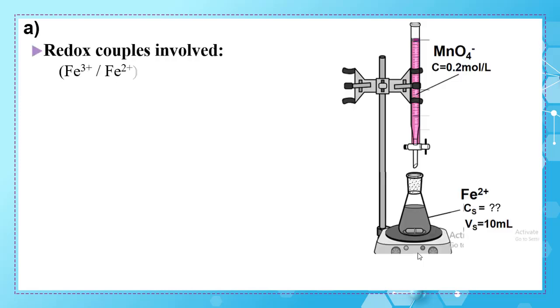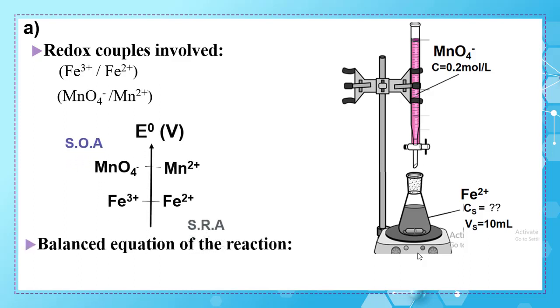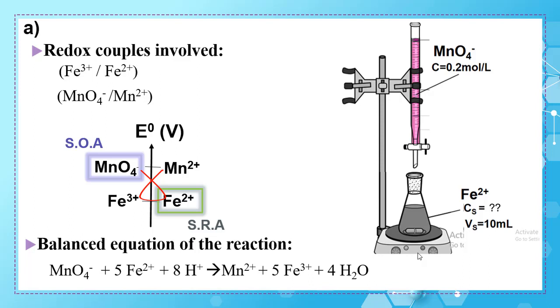What's the balanced equation of the reaction taking place? We have given the couples that are involved in this reaction along with the values of E0. We place them on the electrochemical axis. We notice that MnO4- has stronger oxidizing power and Fe2+ has stronger reducing power. So they react spontaneously together, producing Fe3+ and Mn2+. After balancing the equation, we get the following reaction.